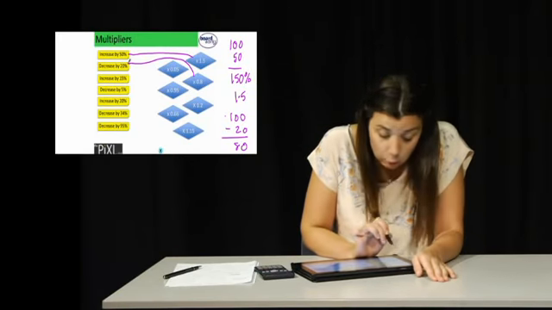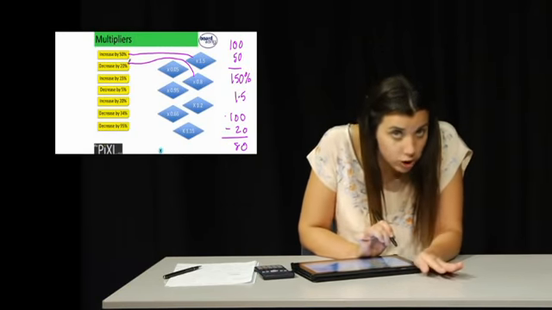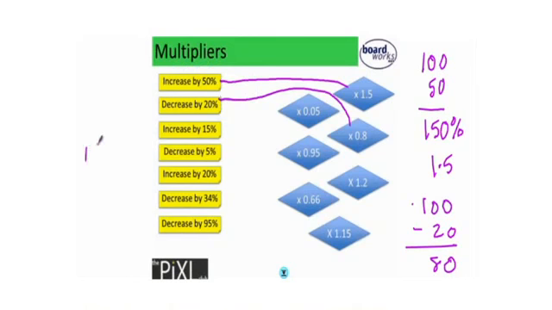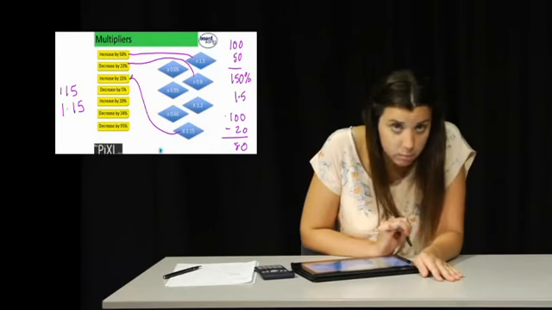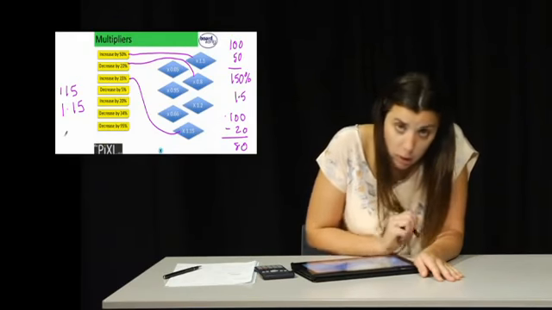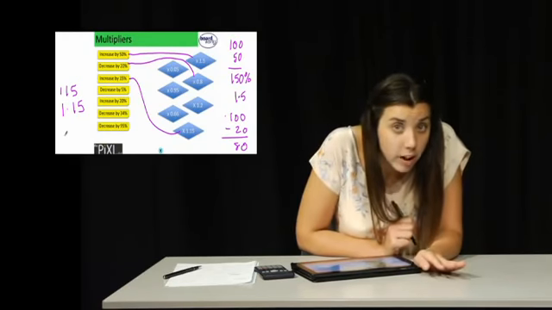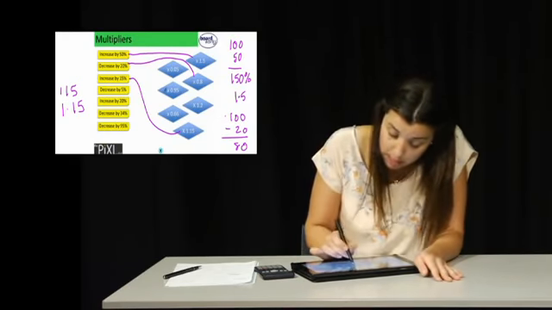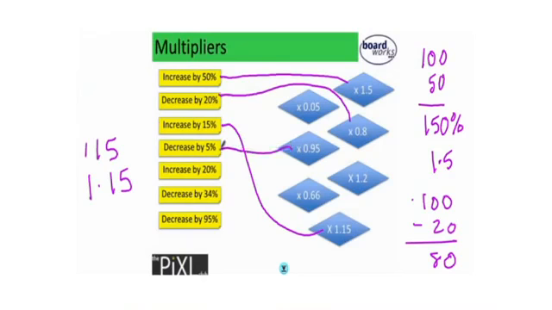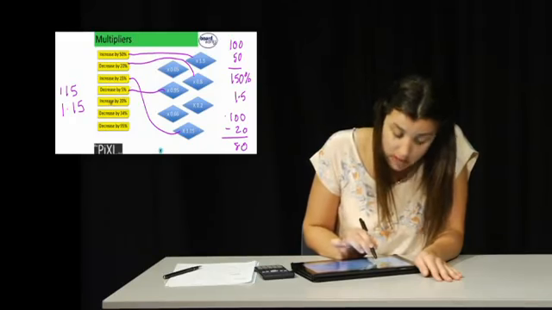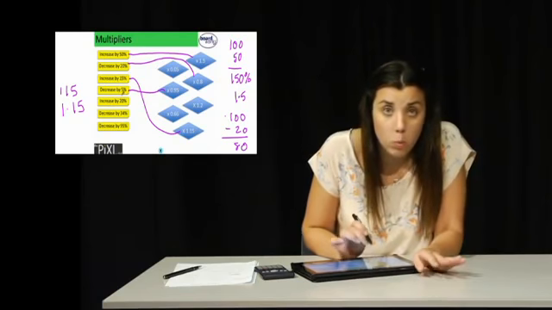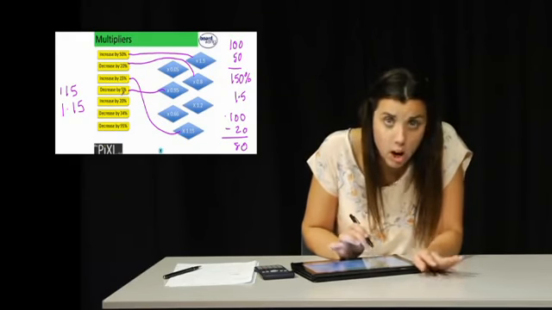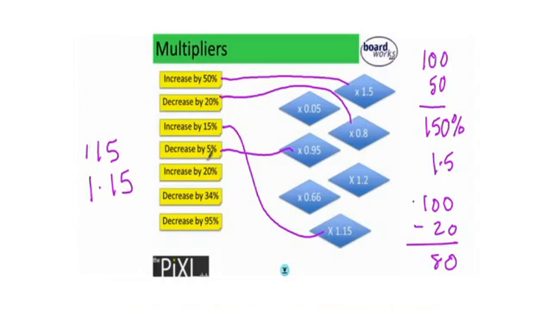Our next one, increase by 15%. 100 plus 15 is 115. And our multiplier is 1.15 here. Decrease by 5%, 100%, take away 5%, leaves us with 95%. Our multiplier is 0.95. The next one says increase by 20. 100% plus 20%, 120%, 1.2.